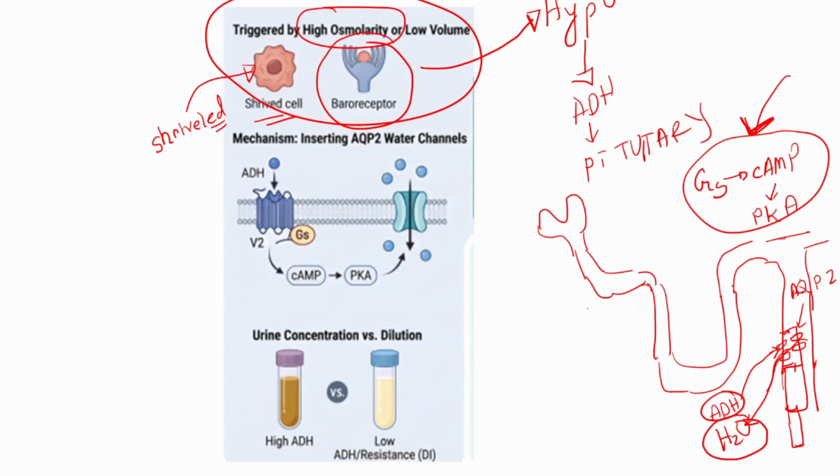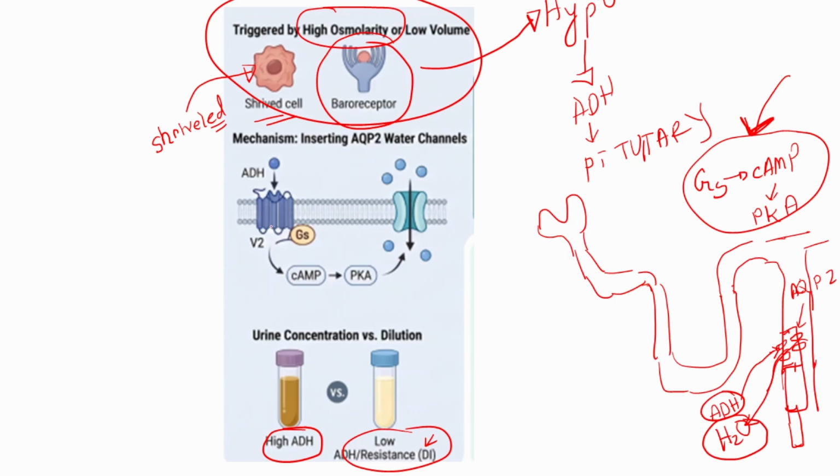When ADH levels are elevated, maximum water is reabsorbed. This leaves very little water in the urine, resulting in dark, highly concentrated urine. If ADH is low, or if the kidneys are resistant to it, which is seen in a condition known as diabetes insipidus, DI, water channels are not inserted. Water cannot be reabsorbed, resulting in clear, highly diluted urine and excessive water loss.